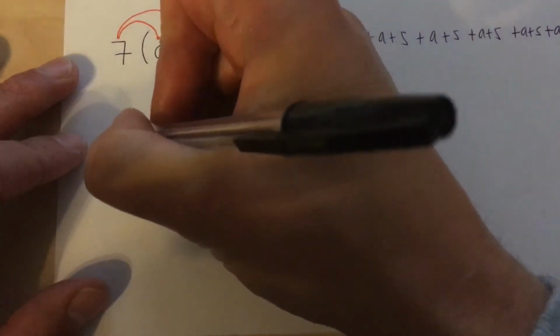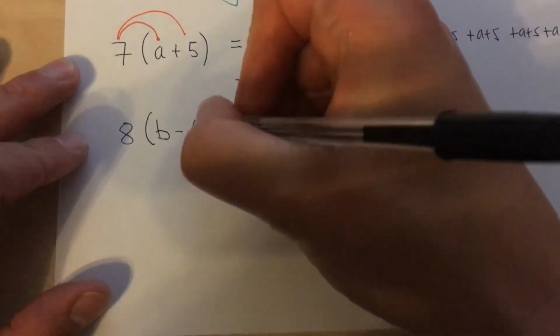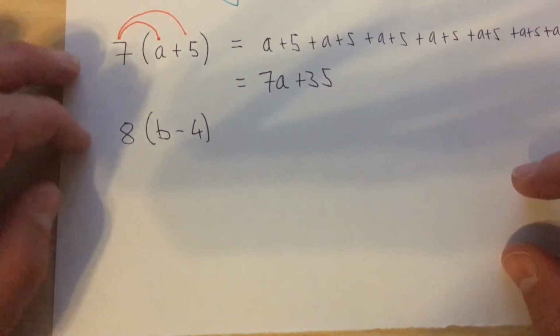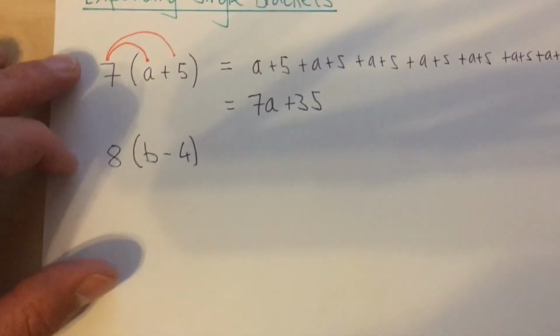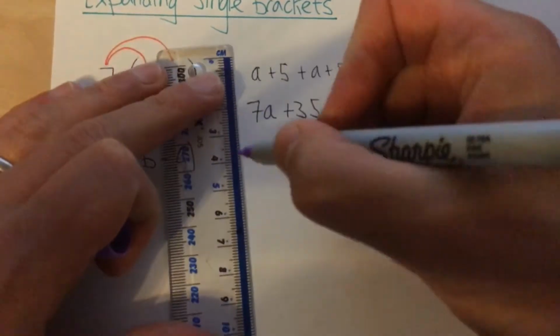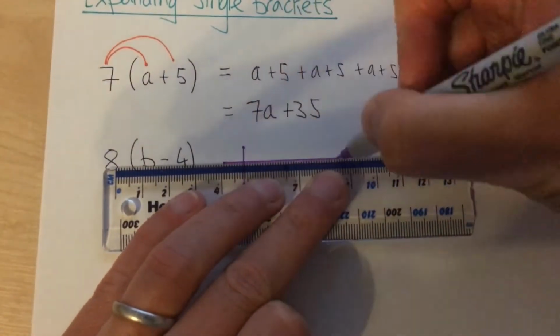Let's do 8 brackets b minus 4. Now I'm going to show you 2 ways in terms of how we can present our work. Both are just as good as each other. You just choose your preference. So the first one we're going to go for is partitioning. I like this one because I like my work to be neat and well organized.